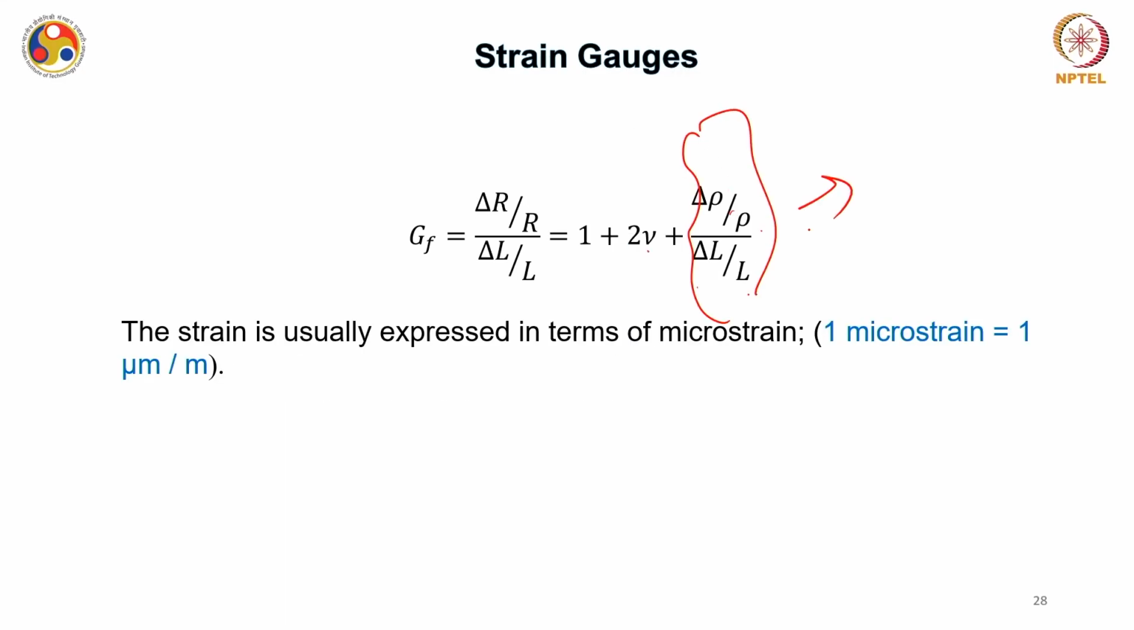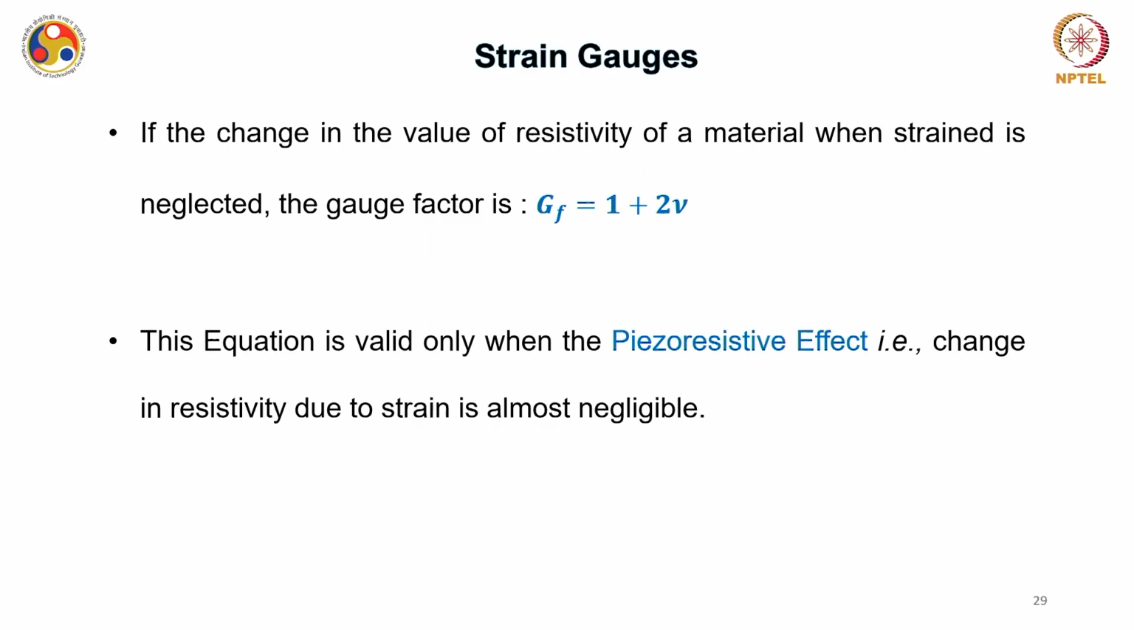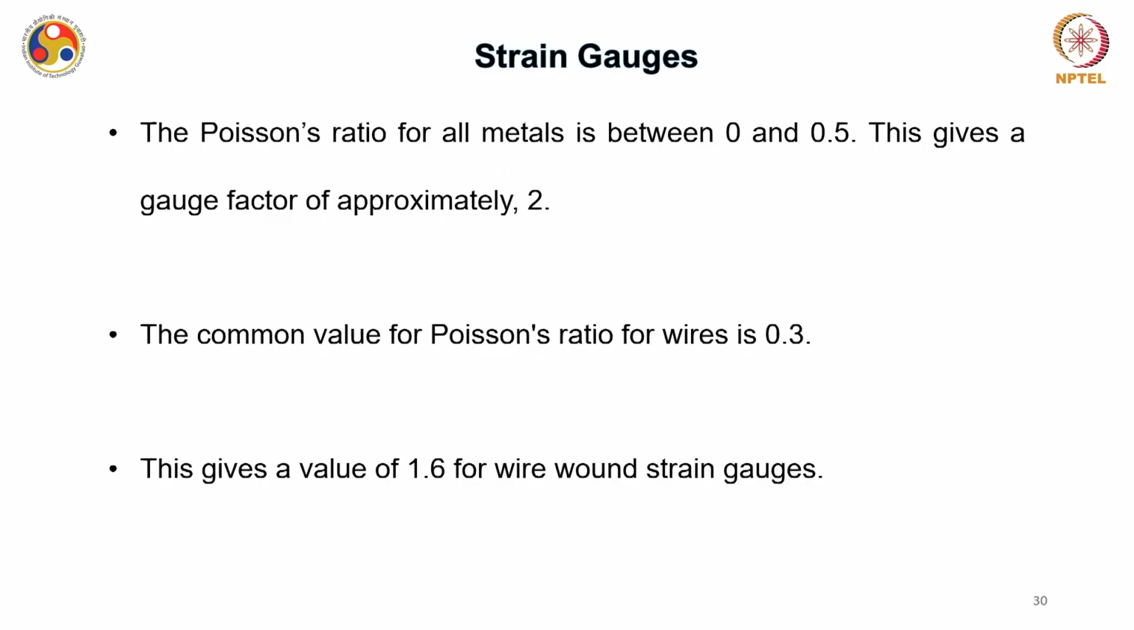When you are not considering this, the gauge factor can be simply denoted as 1 plus 2 into the Poisson's ratio. This equation is valid when the piezoresistive effect, or the change in resistivity due to strain, is almost negligible. In those cases you can consider the gauge factor as 1 plus 2 into Poisson's ratio. The Poisson's ratio for all metals is usually between 0 and 0.5.